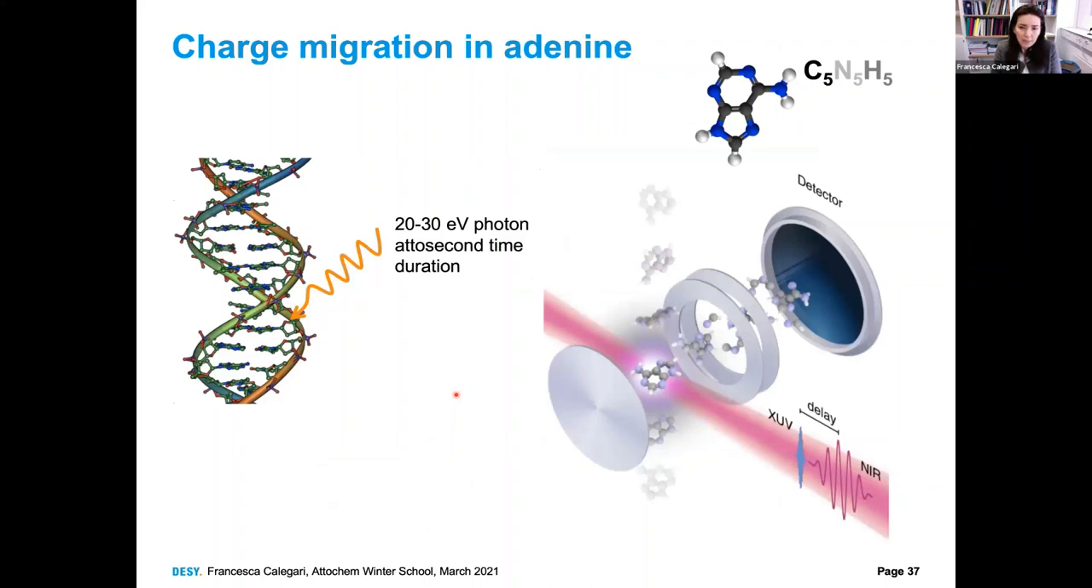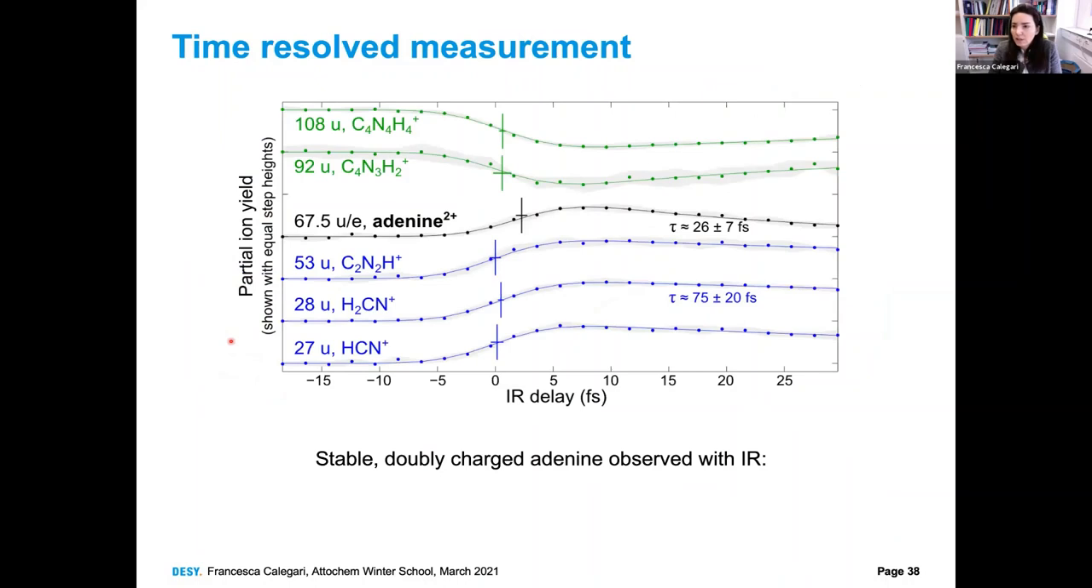Finally, as a last example, we performed some experiments as well in adenine. This is one of the fundamental building blocks of DNA. Here you can send, for instance, the XUV light to ionize the molecule and see if electronic processes are activated as well. So again, we measure the mass spectrum of the molecule as a function of the delay between the two pulses. So this is exactly the same measurement as I was showing you before.